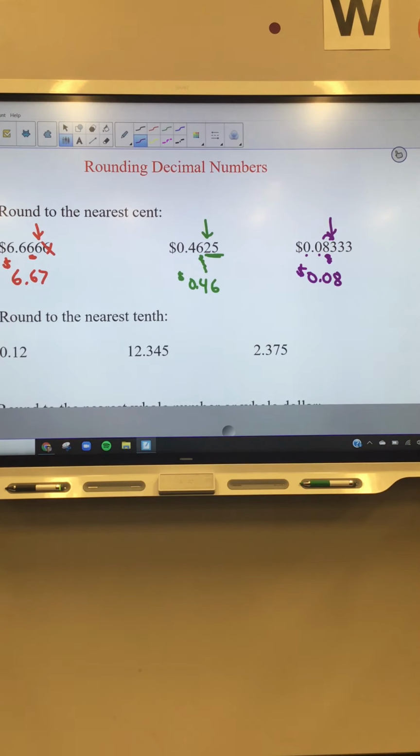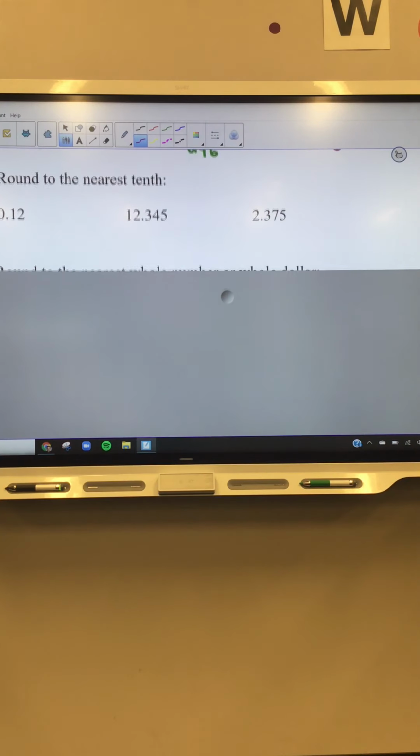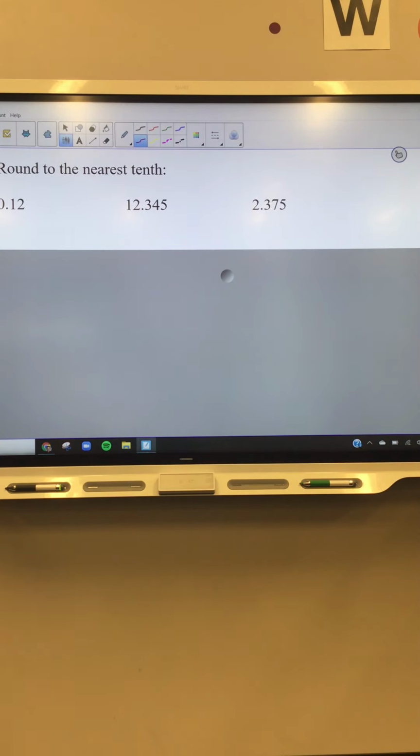This time we're going to round not to the nearest cent, but the nearest tenth. If you're thinking in terms of dollars, and I know this isn't money, so I don't have a dollar sign, but a tenth would be like a dime, right? So if I look at this, this is my whole numbers, this right here is my tenths. That's what I'm trying to round to. I don't want any numbers after that.